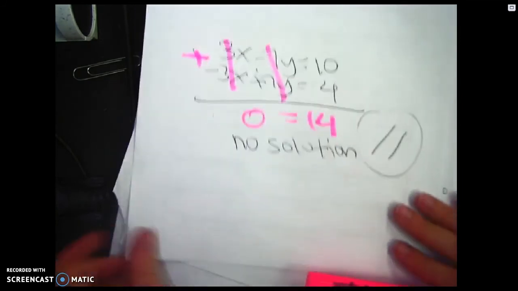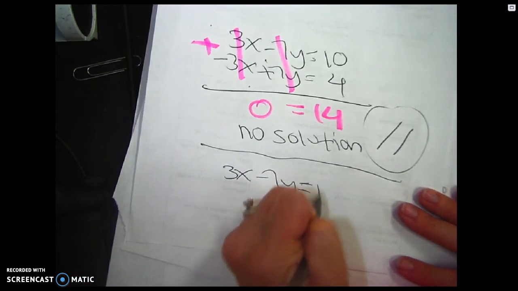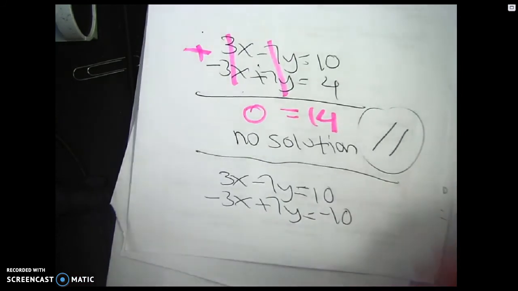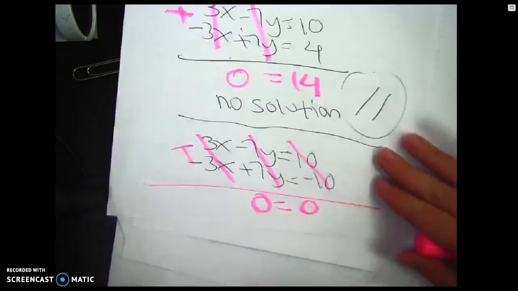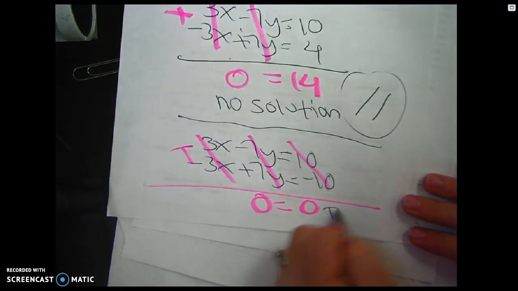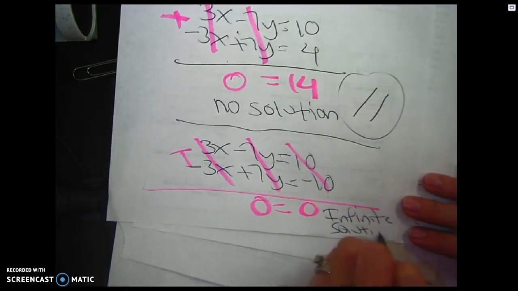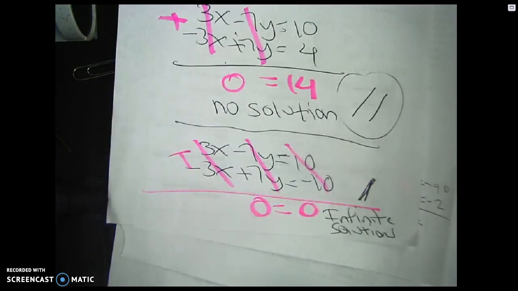Okay? If I had the same thing, but this time I have 3x minus 7y equals 10, and negative 3x plus 7y equals negative 10, and I add them up, gone, gone, everything's gone. 0 equals 0. How often does 0 equal 0? Every day of the week. That would be infinite solutions, which means if you graphed it, it would be the exact same line. Okay? Careful of those things.